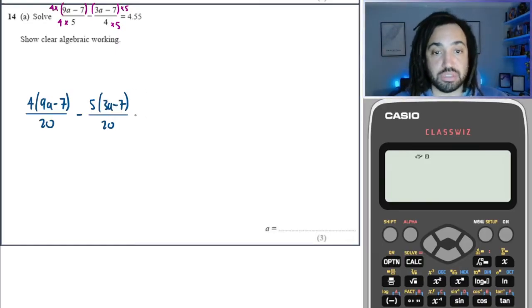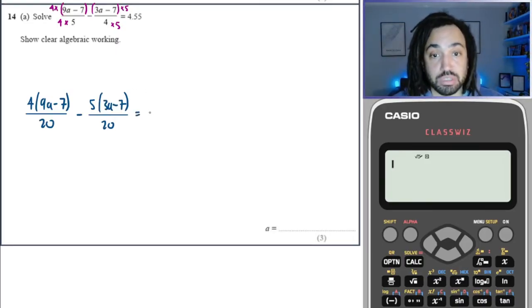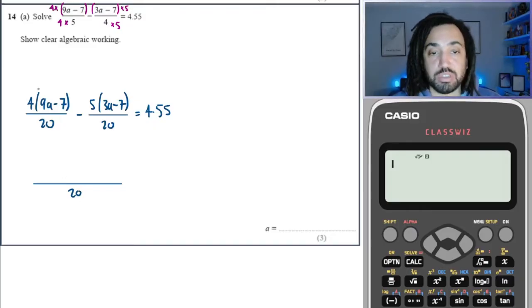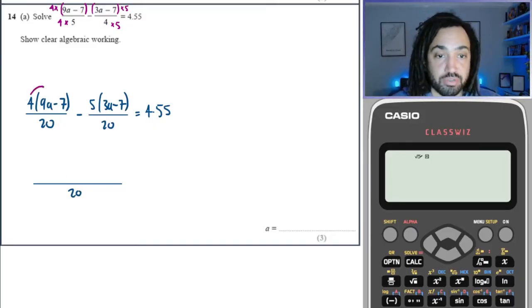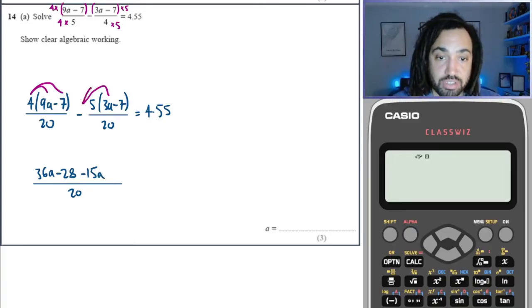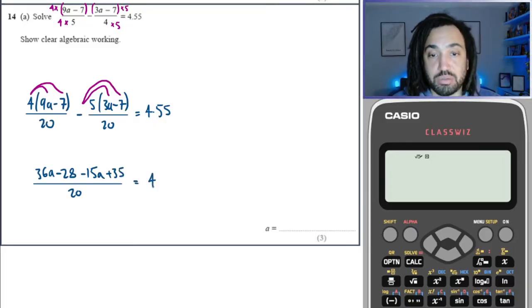Okay, great. And that all equals 4.55. Okay, so now we can make it all over 20, and we can multiply out these brackets as we do it. So 4 times 9a is 36a. 4 times minus 7 is minus 28. Minus 5 times 3a is minus 15a. And minus 5 times minus 7 is plus 35. And that's all equal to 4.55.